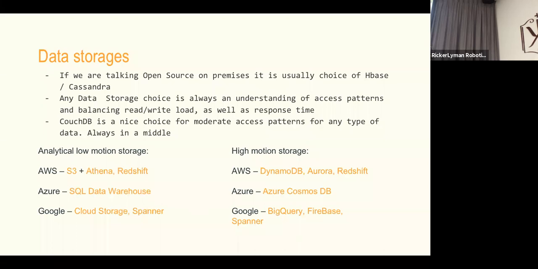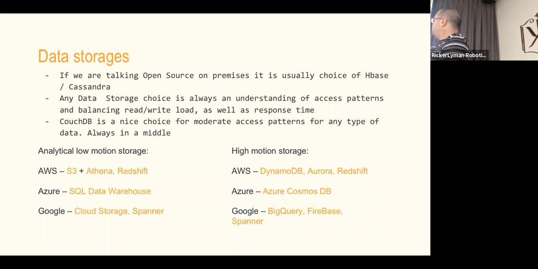when you usually either write data a lot and then do complex queries. In AWS, it's DynamoDB, or S3 plus Athena, or use Redshift. Redshift is expensive as hell. So usually, if you don't need a response within a second, just use S3 and Athena, it's going to be cheap.